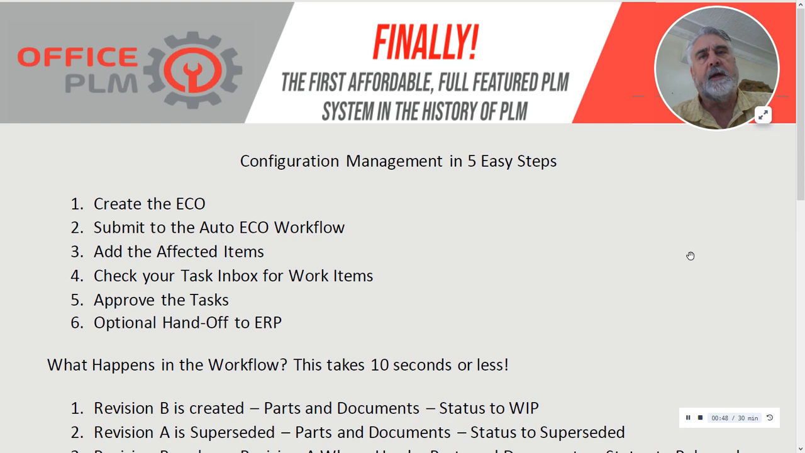First, we create the ECO. Then we submit that to the auto ECO workflow. This is a workflow that comes with the system, or you can change it. Then you add the affected items, the parts, the drawings, the supporting documents. Then you check your task inbox for these work items. You approve these tasks, and then number six, the optional handoff to ERP can happen.